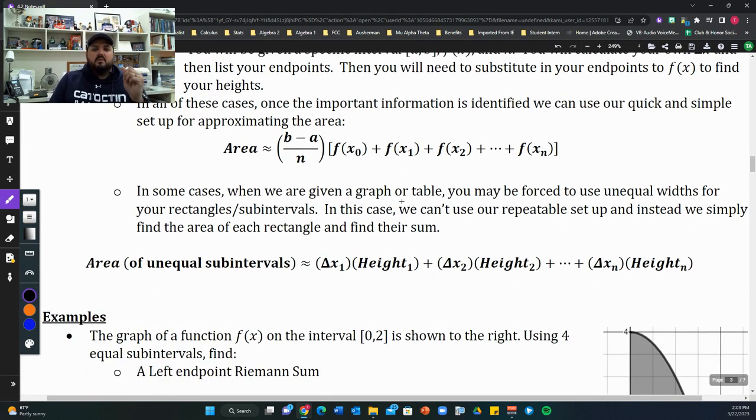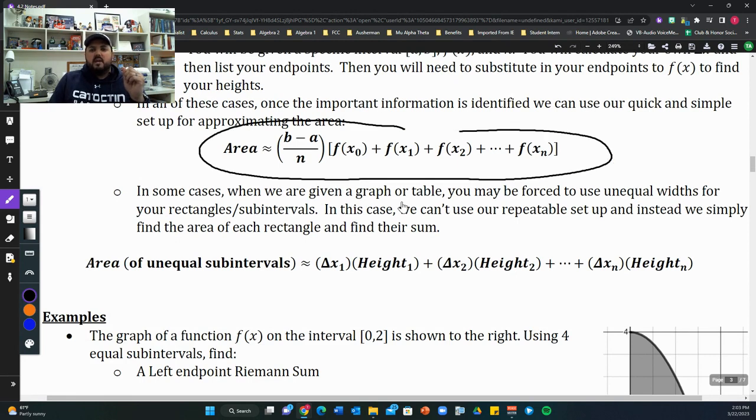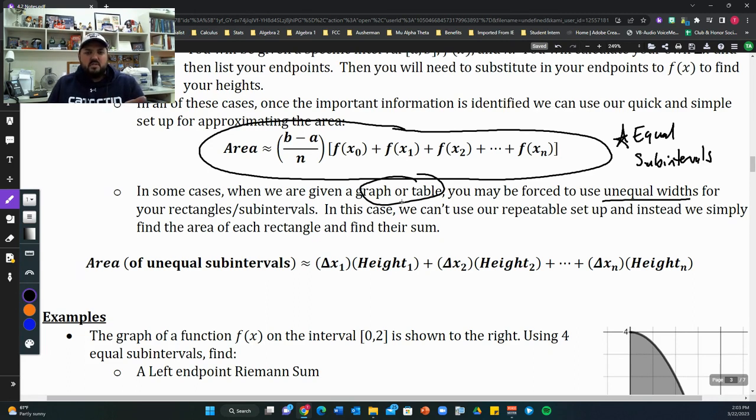Our goal is to be able to use this equation to make a repeatable and accurate process for estimating the area under that curve. So again, this is if we have equal subintervals. That's the ideal scenario. But in the worst case, if we are not able to do that, and that's going to happen most often with either a graph or a table, we may be forced into using unequal widths. If that's the case, then it's not that big of a deal. We just have to find width and height for each different subinterval or each different rectangle, which at the end of the day, it's just multiplying and adding. So no matter what, the math really is the easiest part of all this.